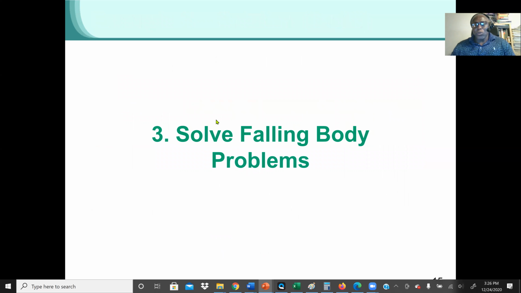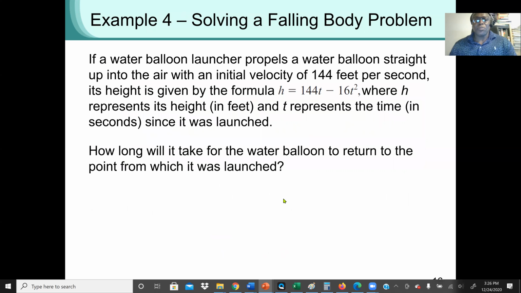So let's move to the next example, which is solving falling body problems. Our question here said, if a water balloon launcher propels a water balloon straight up into the air with an initial velocity of 144 feet per second, its height is given by the formula h equal to 144t minus 16t squared, where h represents its height in feet and t represents the time in seconds since it was launched. Now our question is, how long will it take for the water balloon to return to the point from which it was launched?